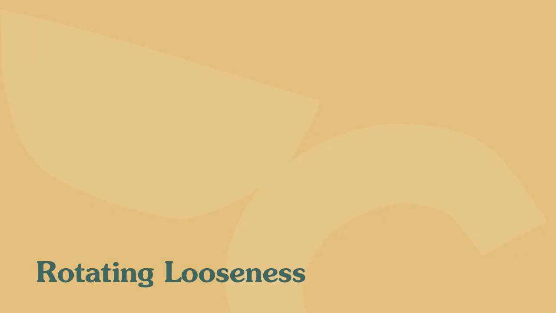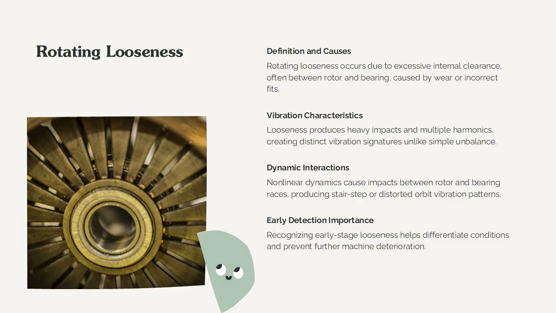Rotating looseness. This slide explains rotating looseness, which occurs when there is excessive internal clearance between rotating components, most often between a rotor and its bearing. Participants learn that rotating looseness typically creates heavy impacting and multiple harmonics in the vibration spectrum, clearly distinguishing it from simple unbalance. The slide provides the theoretical background needed to understand the nonlinear dynamic interactions, such as impacts between rotor and bearing races, that produce the characteristic stairstep or distorted orbit patterns.